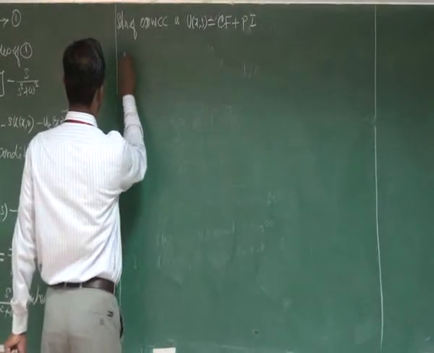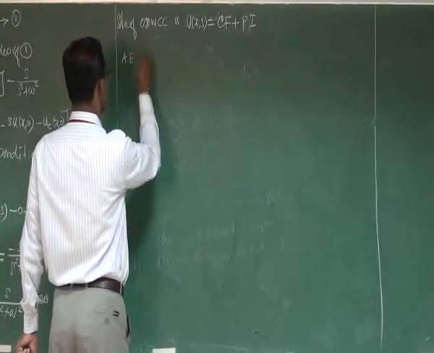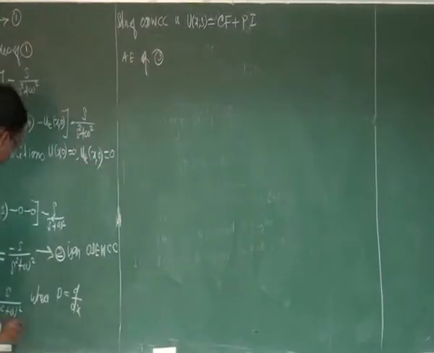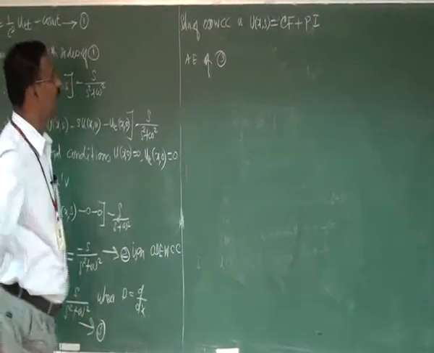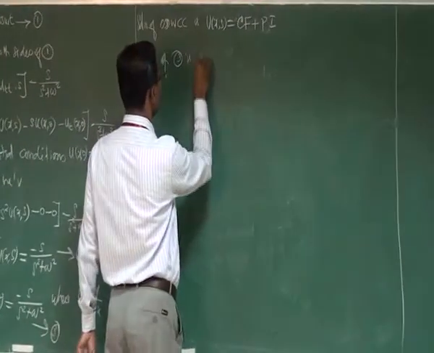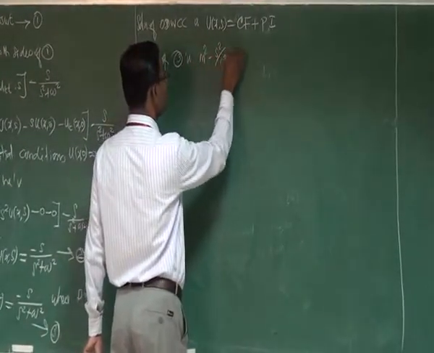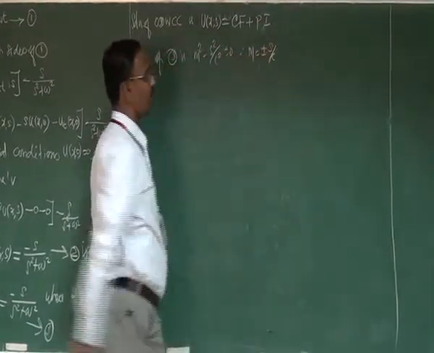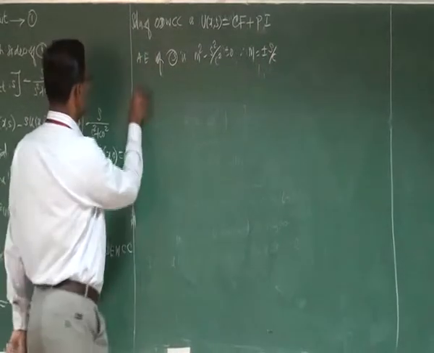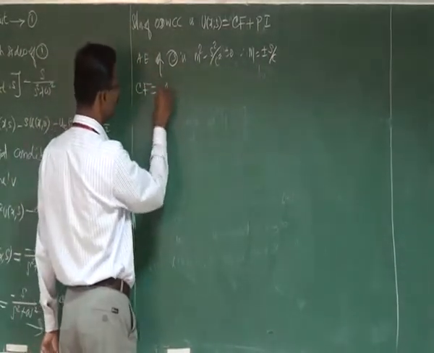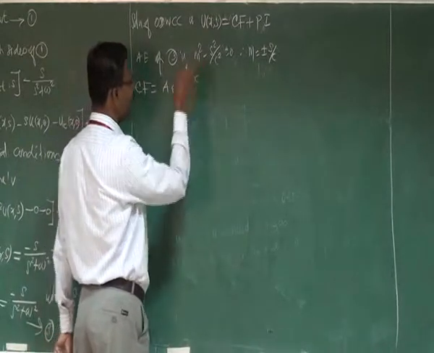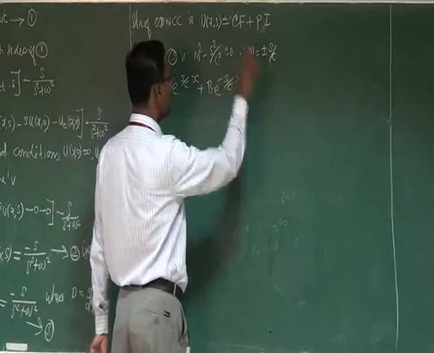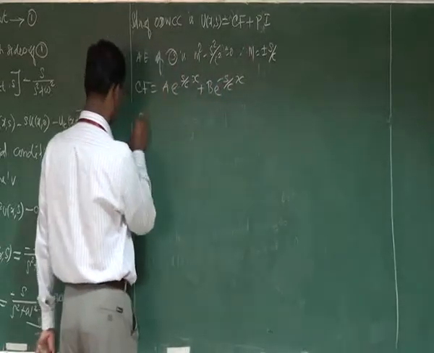Now, the auxiliary equation of the equation number 3 is m square minus s square by c square equal to 0, therefore m equal to plus or minus s by c. So, the complementary function is equal to a into e power s by c into x plus b into e power minus s by c into x.